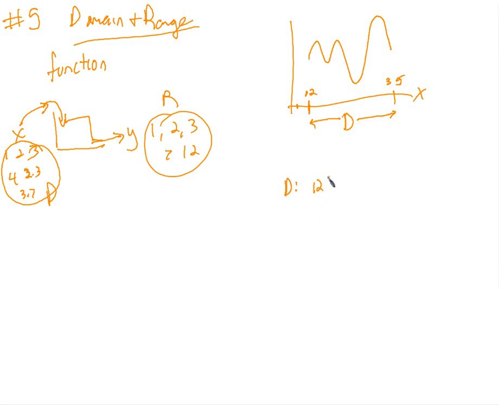12 is the smallest number, and it only gets bigger from there, right? It could be 12, it could be equal to 12, that's why we have this little guy right here. And x takes on the value of the input. So x needs to be bigger than or equal to 12. If it's less than 12, it's no good, it's not in the domain.